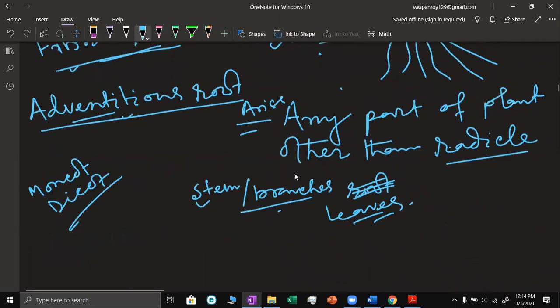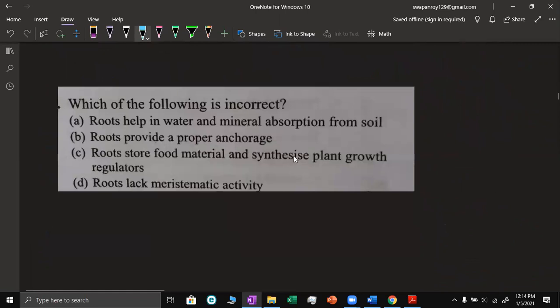Next question. Which of the following is incorrect? During the exam, we make some mistakes by not reading the question properly, particularly when the question is a bit easy. When the question is easy, we do it very fast, and at that time we may make mistakes like this.